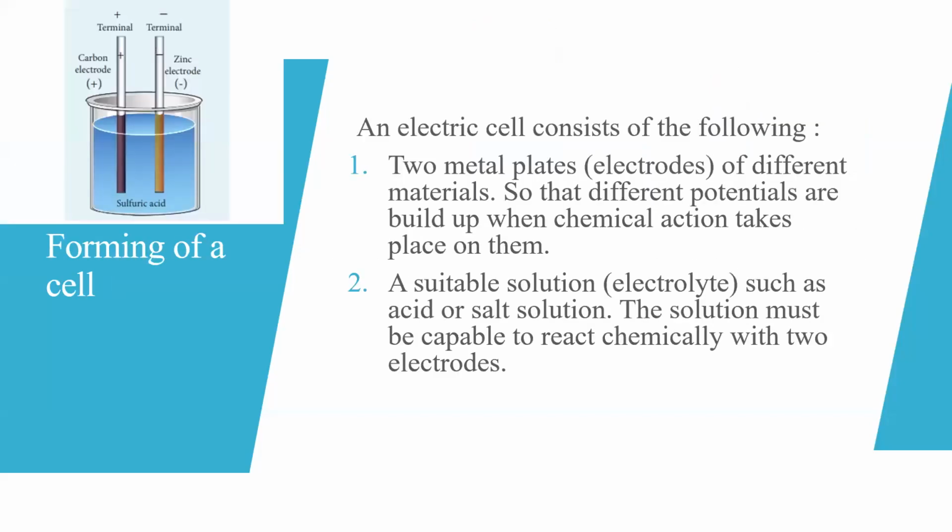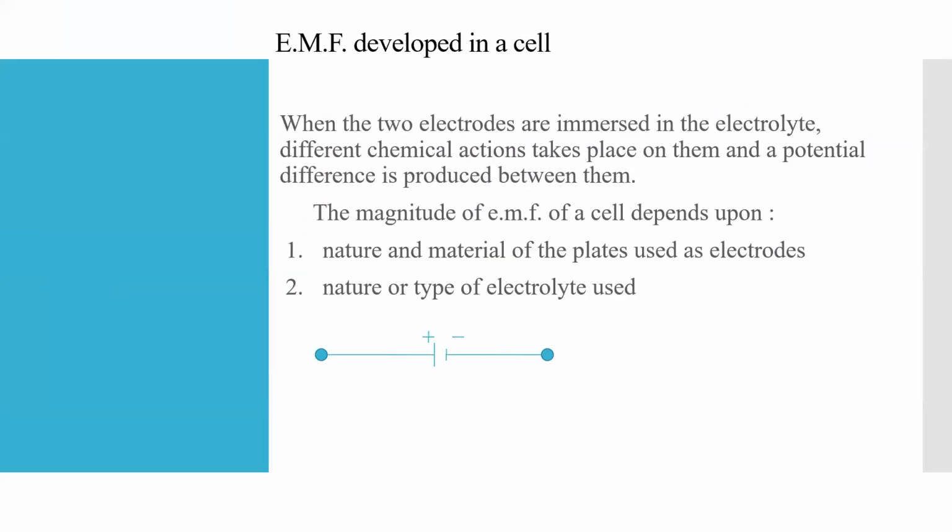As I said, the electric cell converts chemical energy into electrical energy. A cell mainly has two components: one is the electrode and the other is the electrolyte. Electrodes are two metal plates of different materials, and electrolyte is a solution such as acid or salt. This solution is capable of reacting chemically with both the electrodes. In that case, EMF is developed.